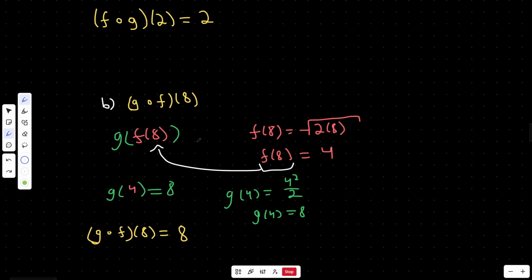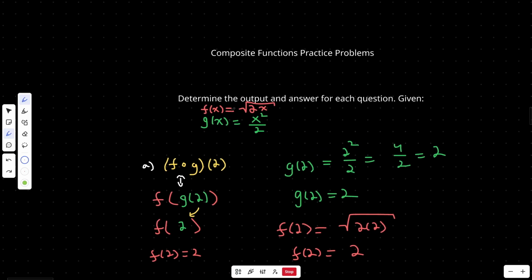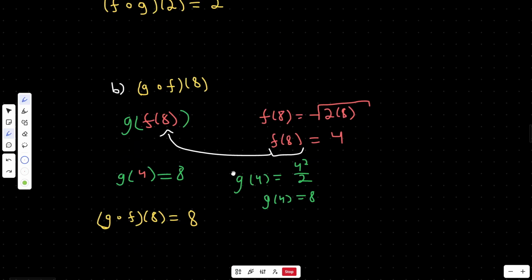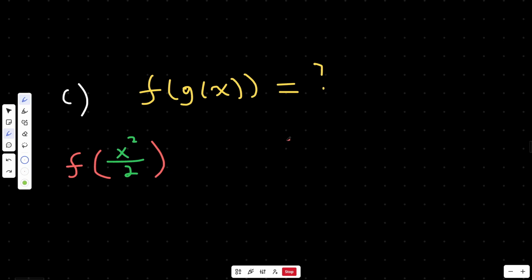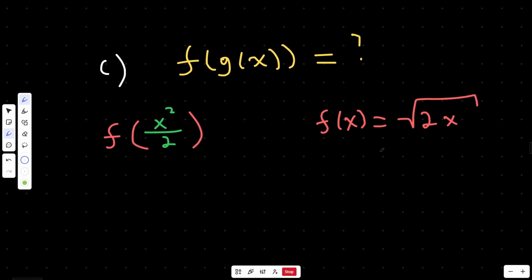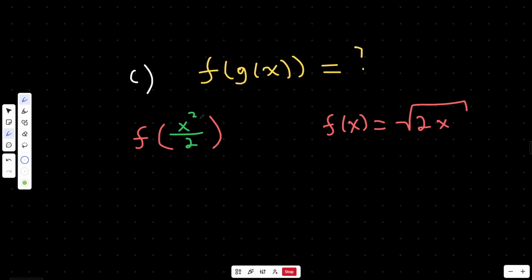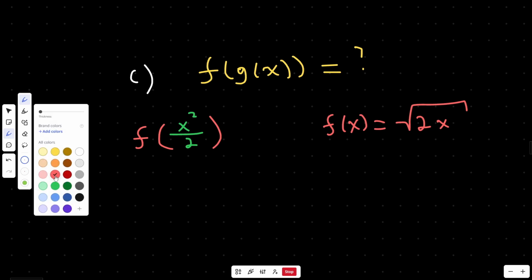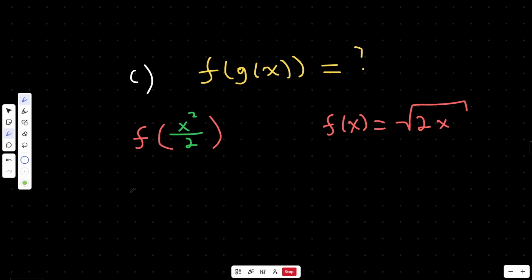Let me just double check what f is again. I don't want to mix it up. So f of x is equal to the square root of 2 times x. Perfect. So we can just rewrite that here. f of x is equal to the square root of 2 times x. So what we're going to do is evaluate f of x squared over 2. Let me rewrite this here: f of x squared over 2.